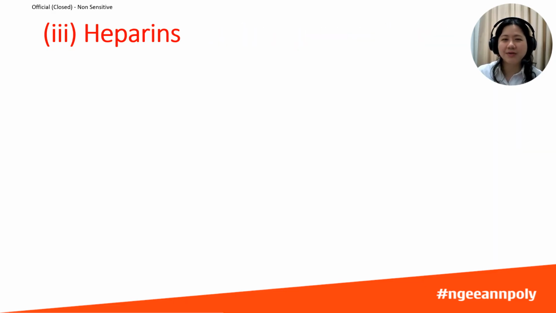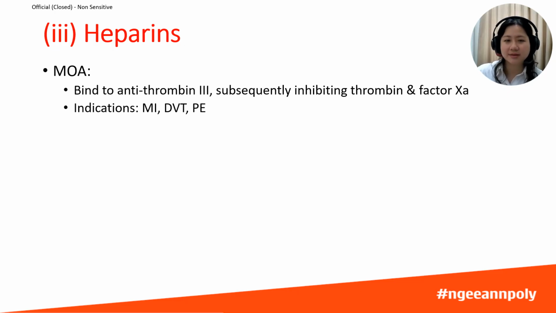Now let's look at heparin, which is actually the oldest anticoagulant used in clinical medicine. Heparin is a naturally occurring polysaccharide and it is present in mast cells, that is a type of white blood cell that plays a crucial role in the immune system and in allergic reactions. Antithrombin 3 is a crucial protein in the blood that regulates blood clotting. It acts as a natural anticoagulant. Heparin binds to antithrombin 3 and enhances its activity, subsequently inhibiting thrombin and factor 10A.